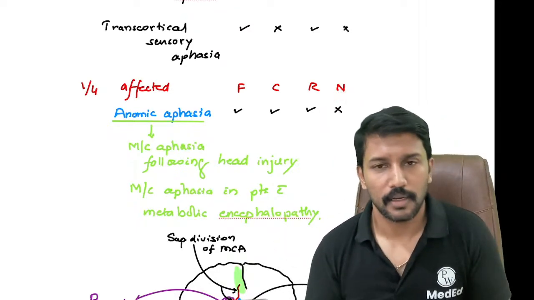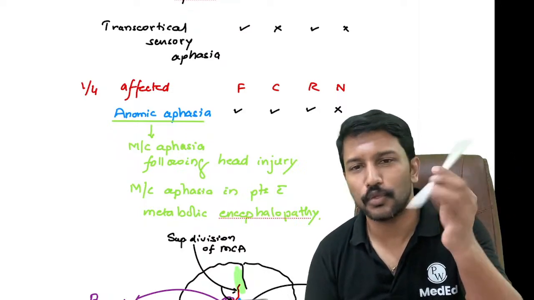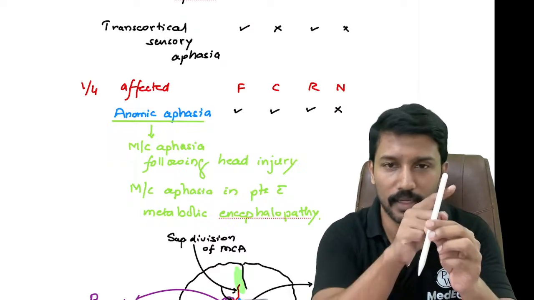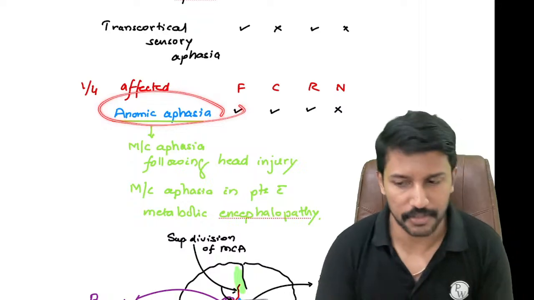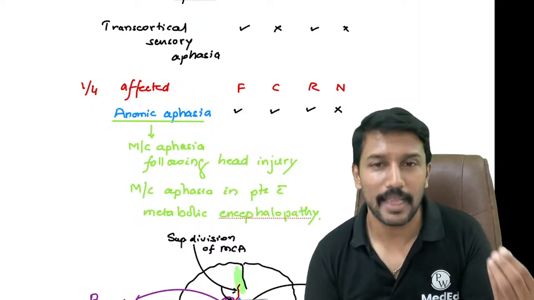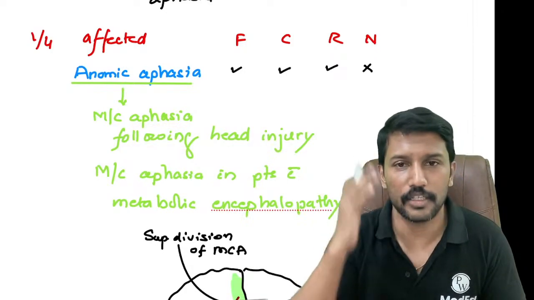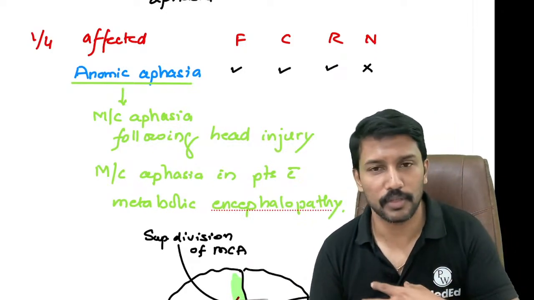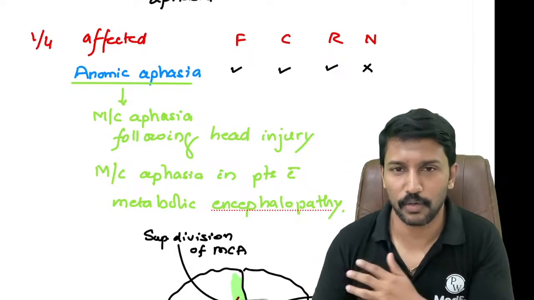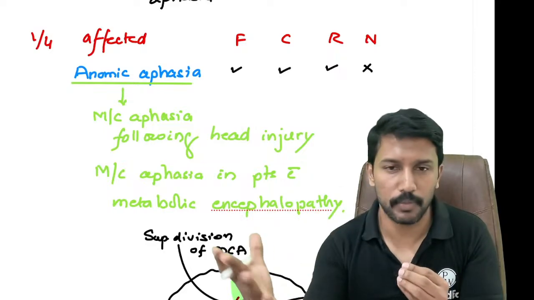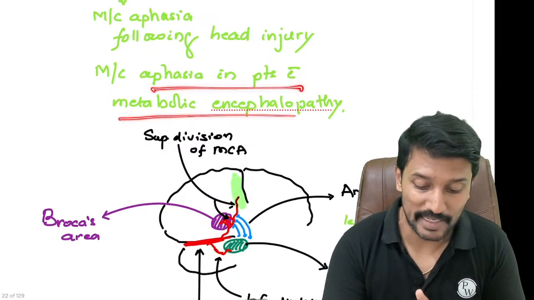Only naming is gone, right? Give him a pen and ask him to name what it is. He would say it's used for writing, but he will not be able to name that this is called a pen or pencil. That is what we call anomic aphasia, meaning inability to name. Anomic aphasia is the most common aphasia following head injury. That is why whenever someone suffers a massive road traffic accident and sustains head injury, when they are brought to the hospital or ICU, they have difficulty naming people, naming objects. Okay, and it is also the most common aphasia whenever there is metabolic damage to the brain.